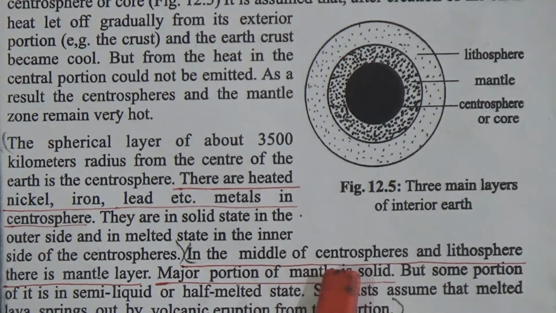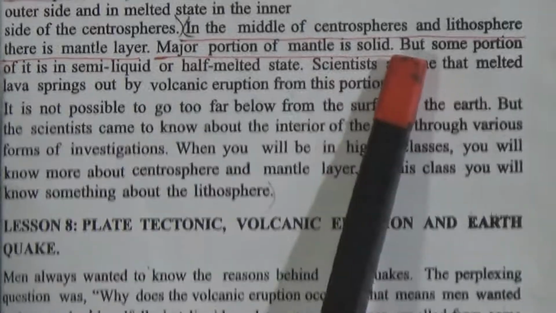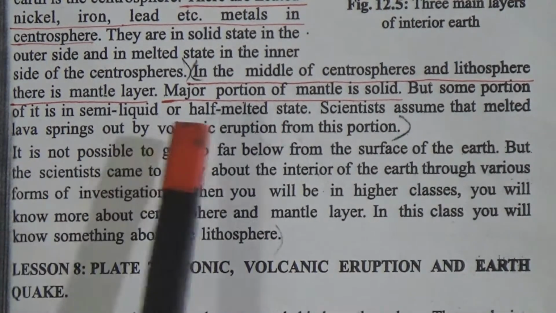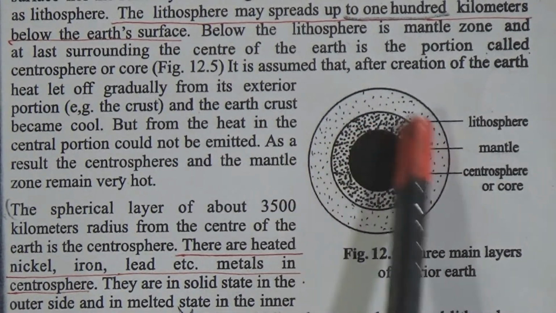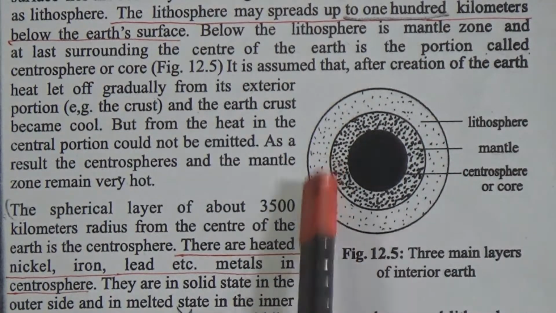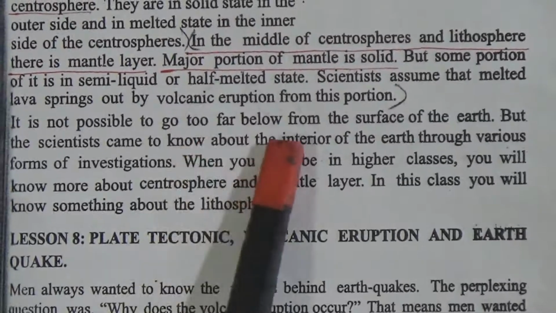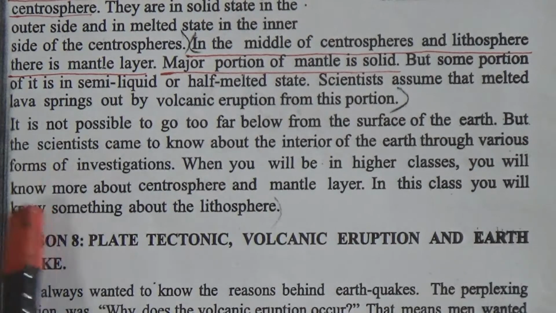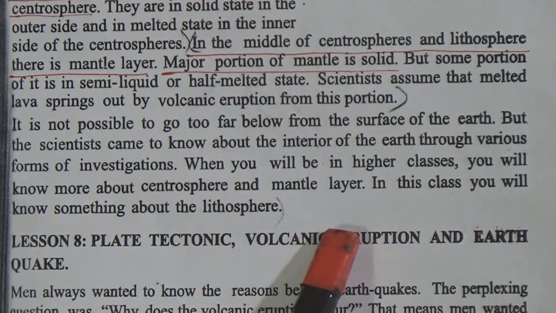In the middle of the centrosphere and lithosphere there is a mantle layer. Major portion of the mantle layer is solid, but some portion of it is in semi-liquid or half melted state. Scientists assume that melted lava springs out by volcanic eruption from this portion. So here is the mantle layer. They are semi-liquid or liquid, and when a volcanic eruption happens, this lava springs out from this portion. It is not possible to go too far below the surface of the earth, but the scientists came to know about the interior of the earth through various forms of investigations. When you are in higher classes, you will know more about the centrosphere and mantle layer.